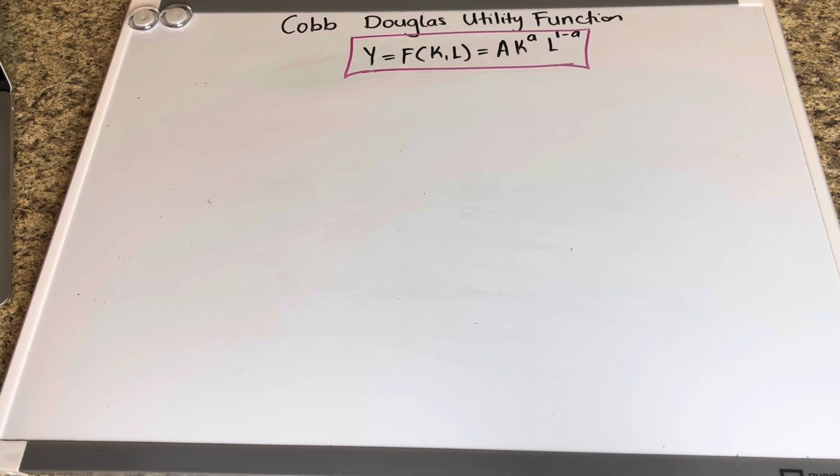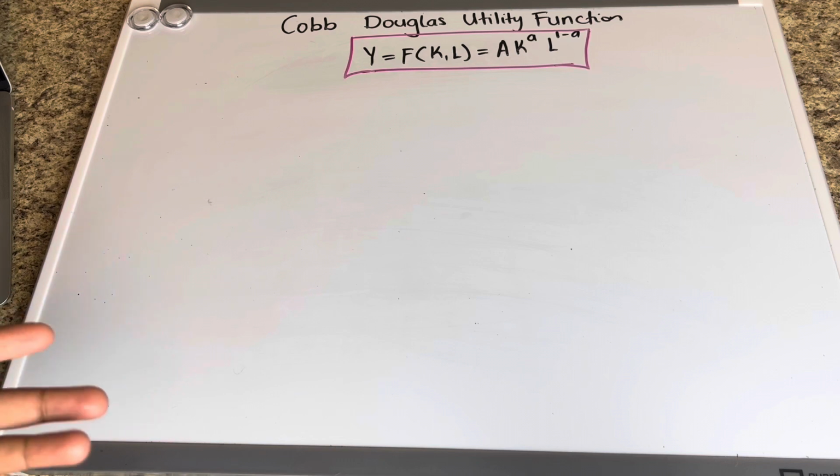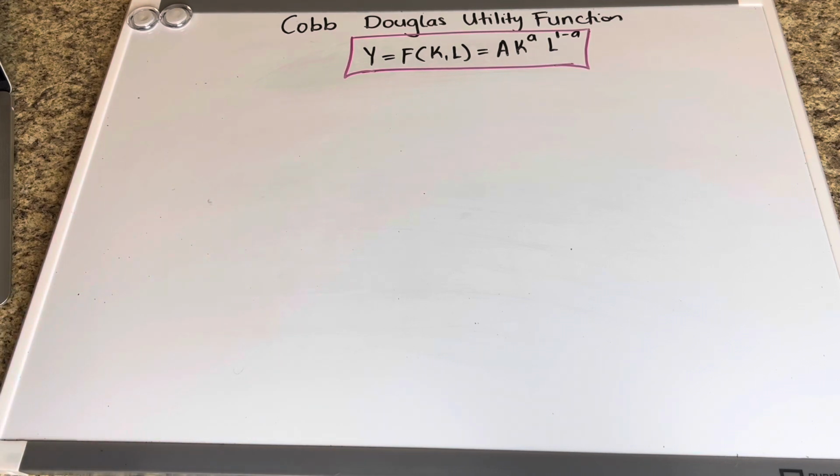To start, it's important to note that the exponents above the factors sum to 1. All right, so A would be a constant, K would be for capital, and L for labor. If you're familiar with the Cobb-Douglas production function, you would understand that part of what I said just now. So what do I mean by the exponents summing to 1?